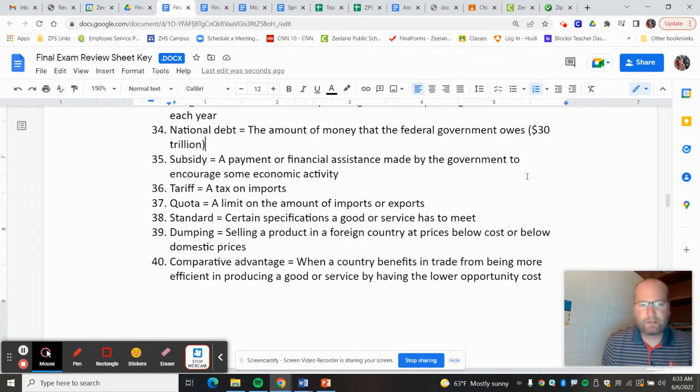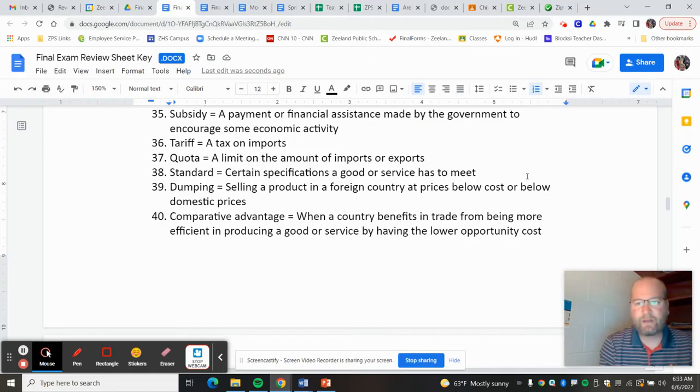A quota, that is a limit on the amount of imports or exports that are allowed to come into a country in a year, or be sold outside of a country in a year. Again, if we don't want to put a tariff on something, like Toyota again, to sell as many cars in the United States, instead of putting a tariff on them, we might put a quota and say, Toyota, you may only sell 1,000 cars in the United States this next coming year.